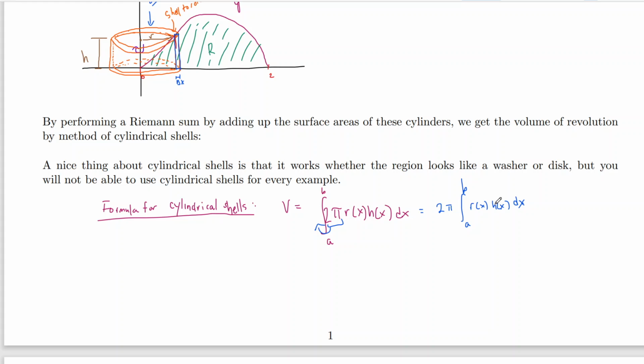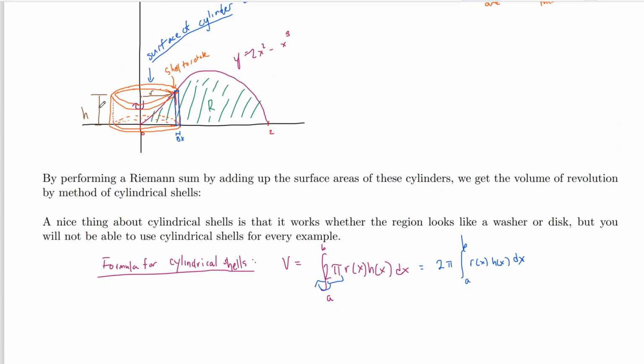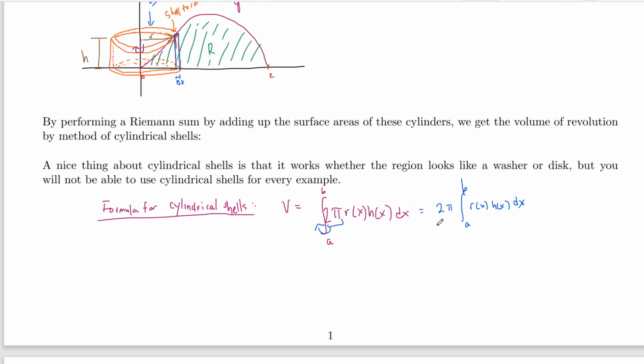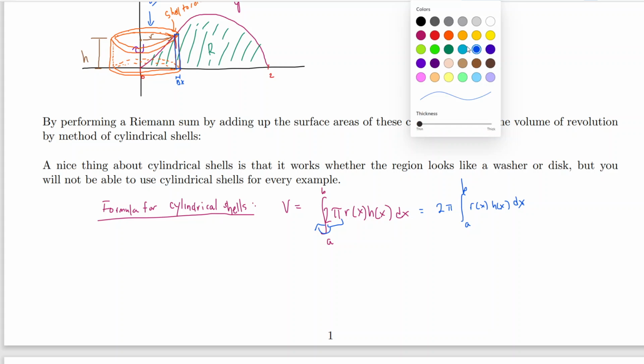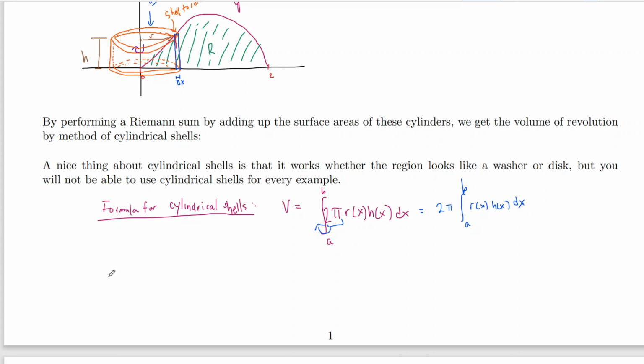Now similar to the last section, if you're doing cylindrical shells and you're rotating around a vertical axis, then you're going to have these vertical slabs. So everything's going to be in terms of x. If you rotate around a horizontal axis, but you're doing cylindrical shells, then everything will be in terms of y. So let's just go ahead and write that.